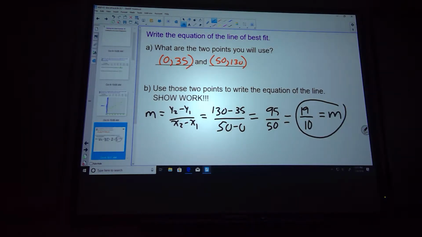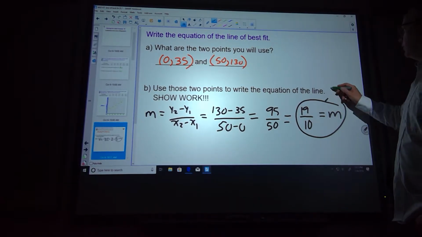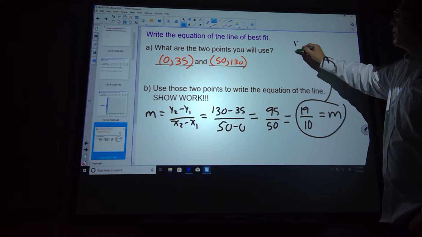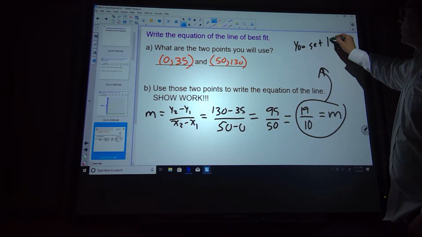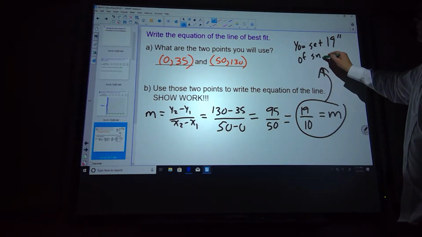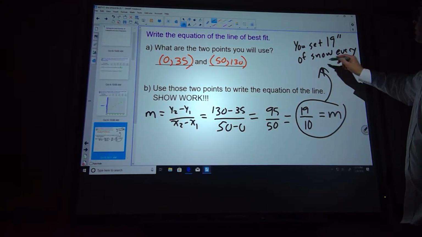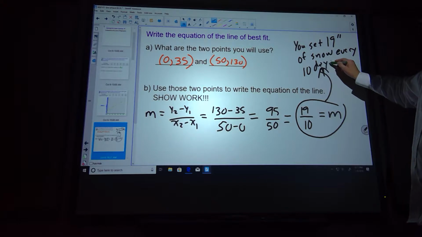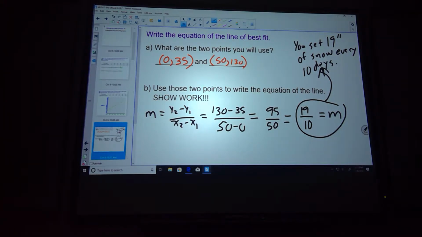And so the slope in the context of the problem, what was the y component? Snow or days? Snow. So the y component's on top. So you get 19 inches of snow every 10 days. Does that make sense? Wow, that's a lot of snow. It is. More than a foot. So you get 19 inches of snow every 10 days, which is 1.9 inches of snow per day if you wanted to round that down. Is that okay?